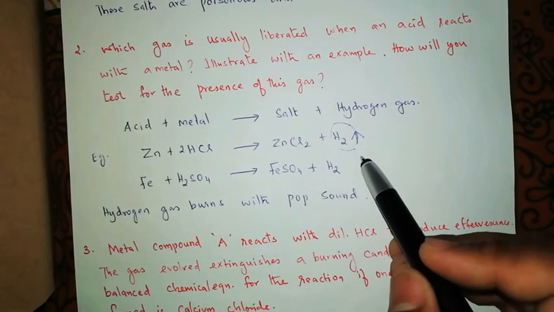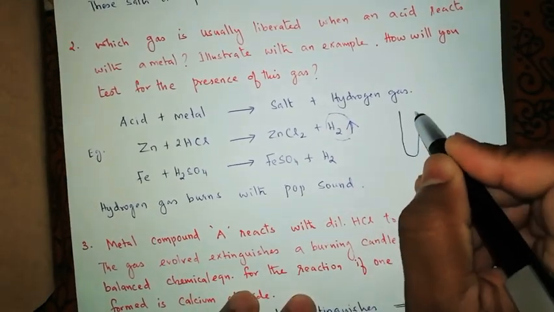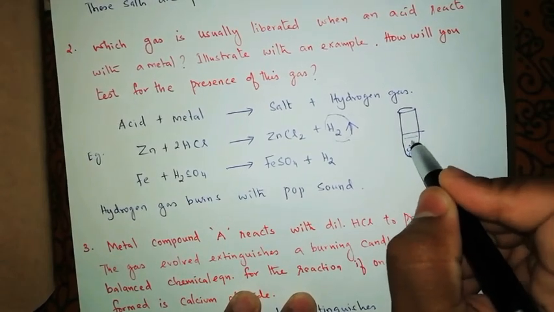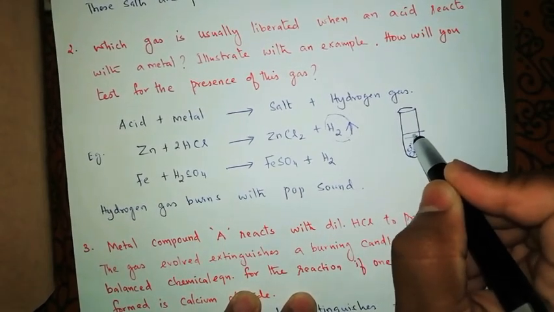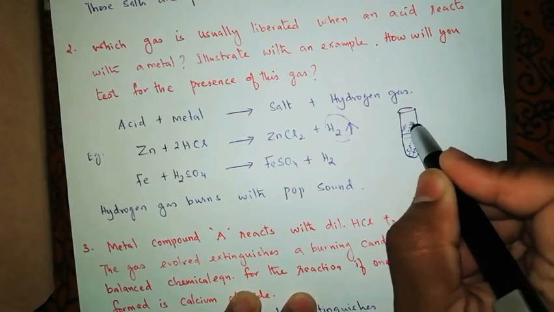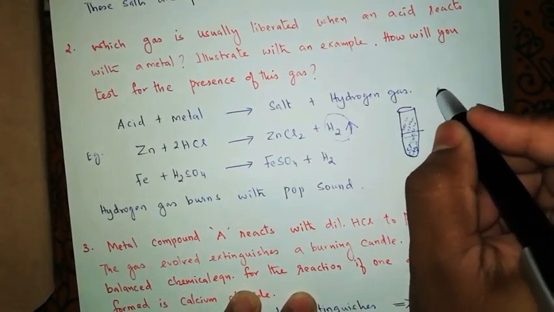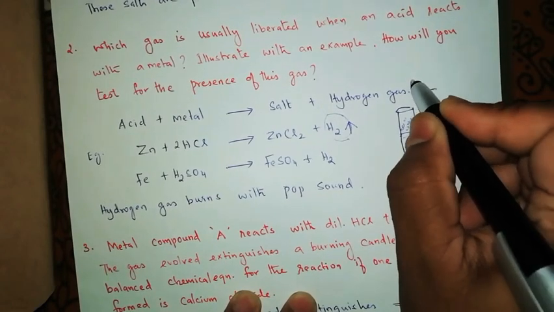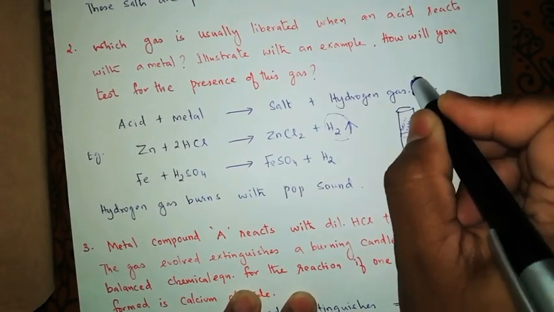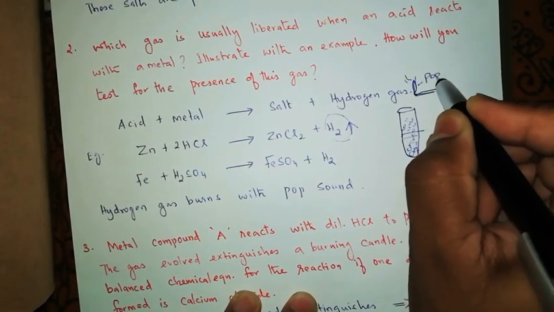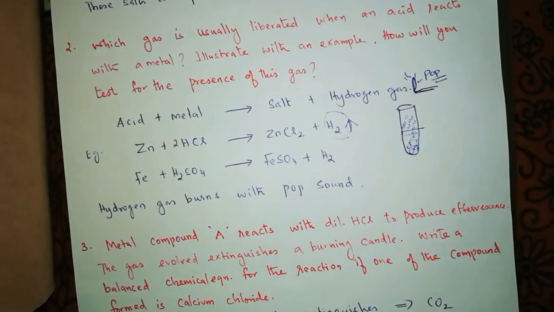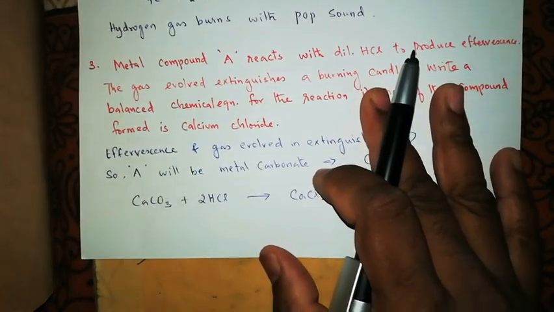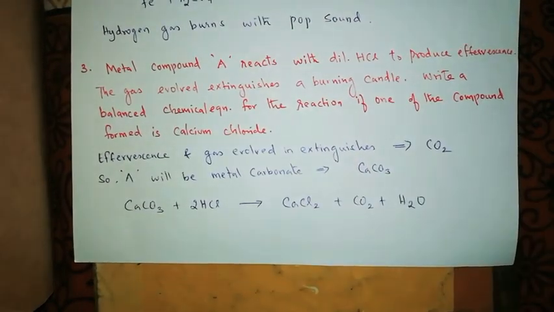Here is the test tube, in which we have taken some zinc metal and poured some acid on it. When the gas is coming out of the test tube, we can take a matchstick, light it, and keep it at the mouth of the test tube. It will give a pop sound. This is how we can identify that the gas coming out is hydrogen gas. Okay, now go to the third question.